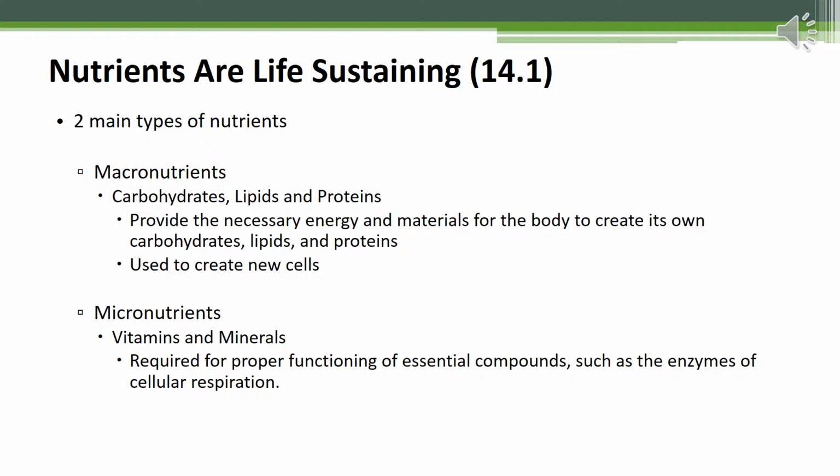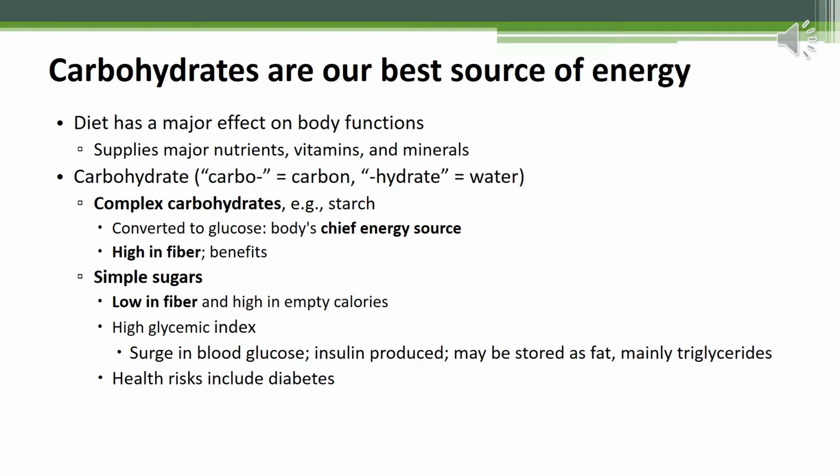And then there are the micronutrients, which I've only covered a little bit, and these include vitamins and minerals. Both of these are required for proper functioning of essential compounds, such as those enzymes involved in cellular respiration, so they're obviously very important. As we've essentially already covered macronutrients, most of this will be review, so I'm not going to spend too much time on them. But anyway, carbohydrates are our best source of energy.